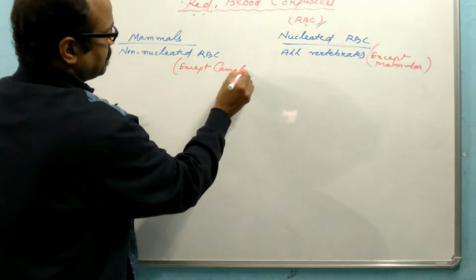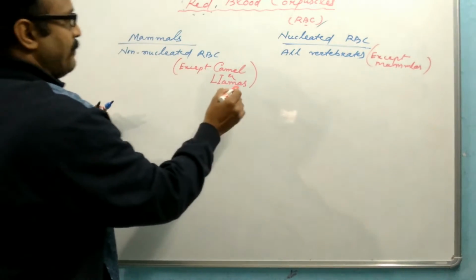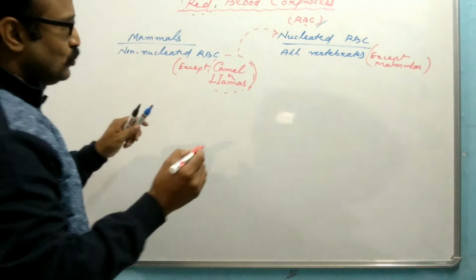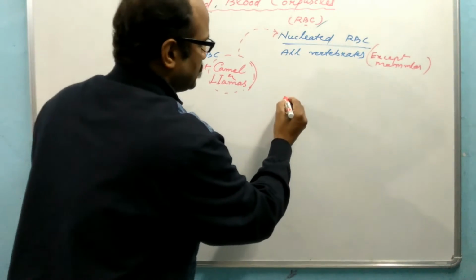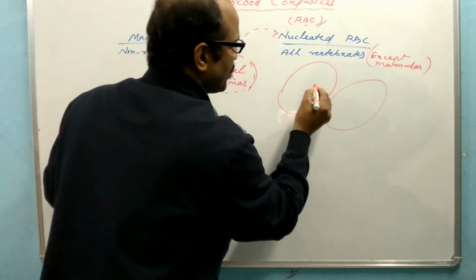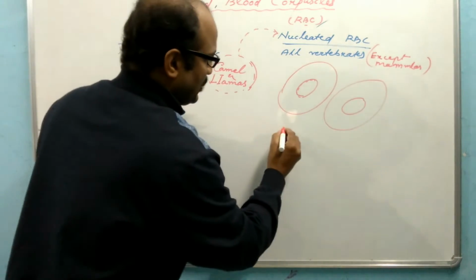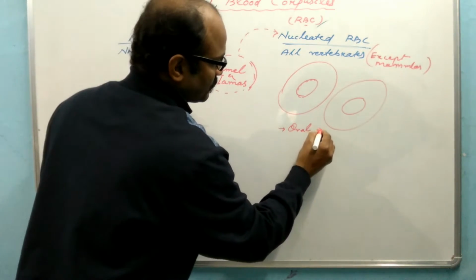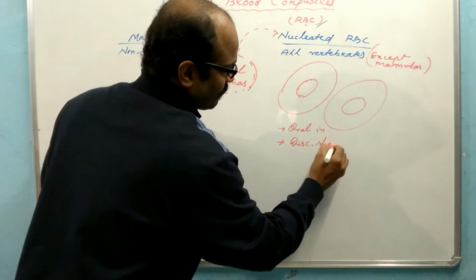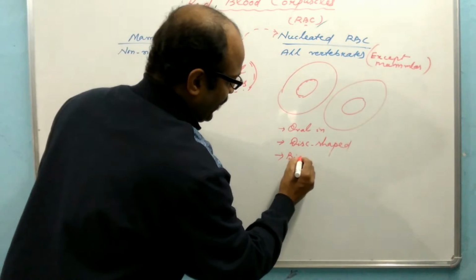Non-nucleated RBC are present in mammals except camel and llamas. So camel and llamas have the nucleated RBC. Those having the nucleus, the RBC is oval in shape, having the centrally placed nucleus. So these are oval in structure and disc shaped. Because these are nucleated, this is biconvex.